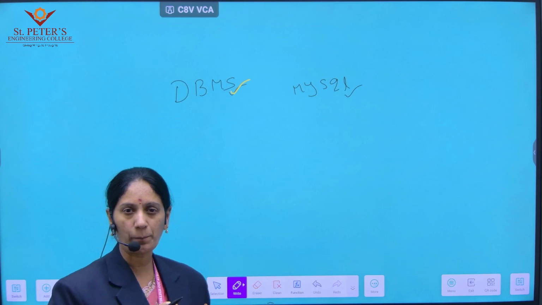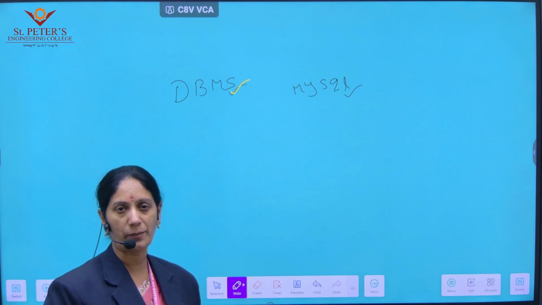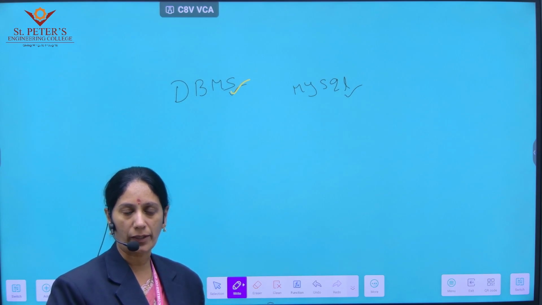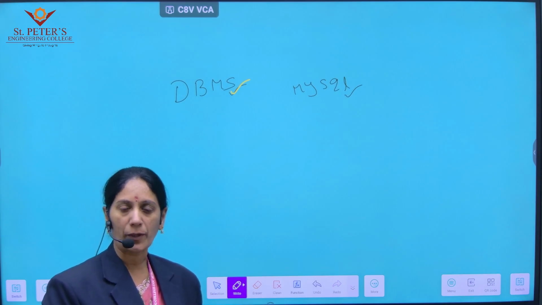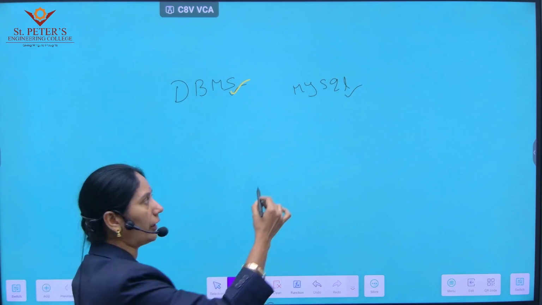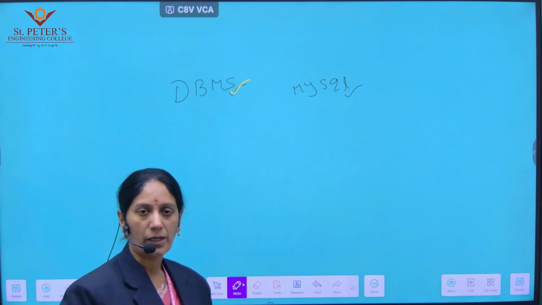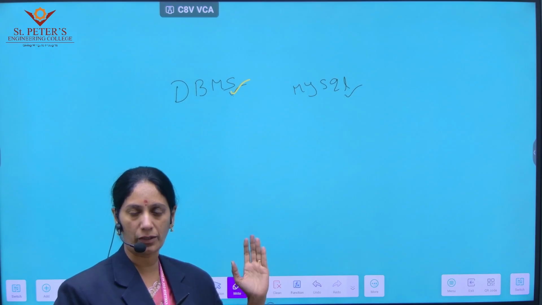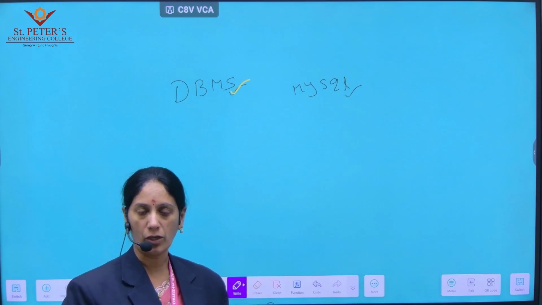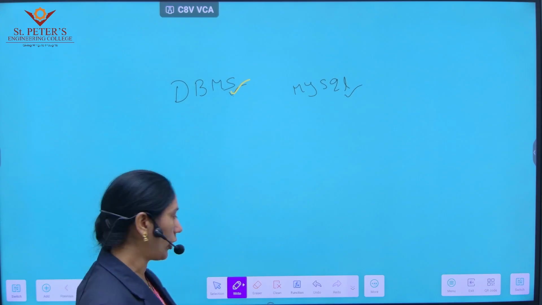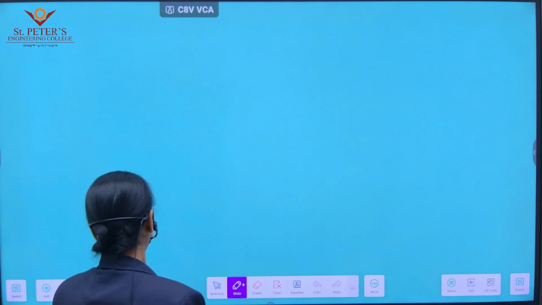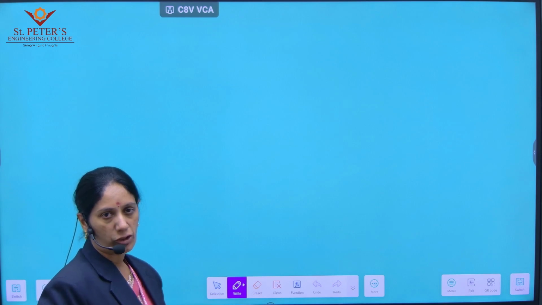The main purpose of the DBMS, database management system, is to create the data, update the data, insert the data, and manipulate the data. That is the purpose we use the DBMS concept for. It is a very important subject, and it is one of the concepts of the tool. In this DBMS, today I am going to discuss the relational operations concept.